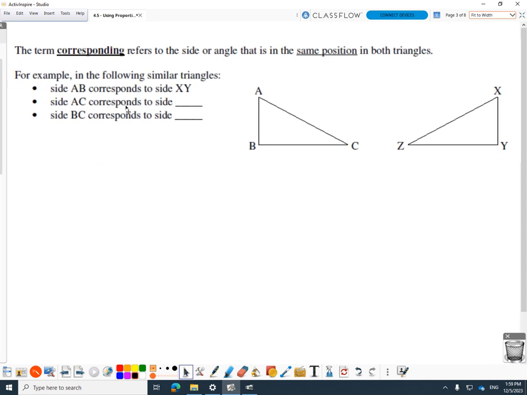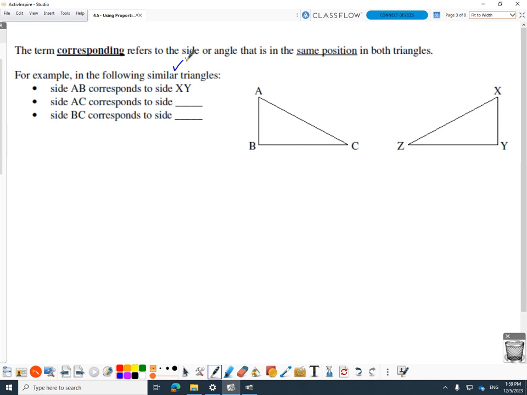Okay, I'm going to read this slowly. Not because you need it read slowly, just so we're very clear about what's happening. The term corresponding refers to the side or angle that's in the same position of the triangle. For example, in the following similar triangles. Okay, check. They are similar triangles, so all the stuff we've been talking about is true. They're not asking us if it's true, they're telling us it is true.